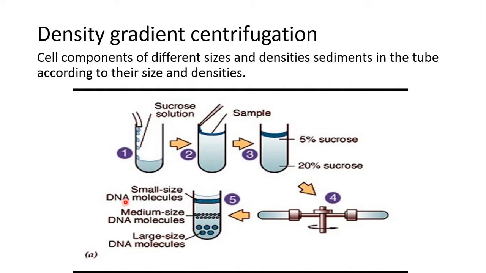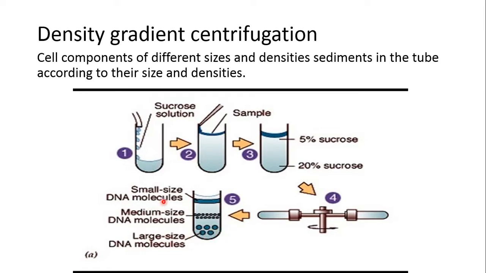For example, our sample will be the DNA molecule. Small size DNA molecules will settle on the upper layer, that is the 5% sucrose solution. Sedimentation is the settlement into these layers. Medium sized DNA molecules will settle in the 15% sucrose solution. Then large size molecules, having larger size and also greater density, will settle down at the bottom of the tube in the 20% sucrose solution.